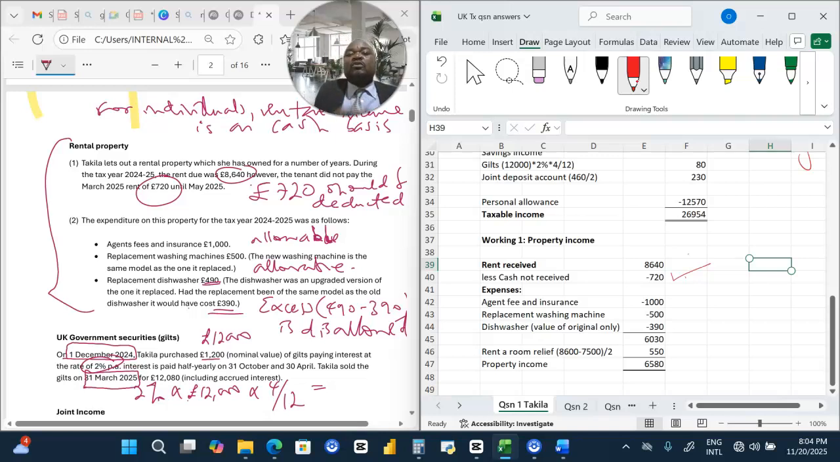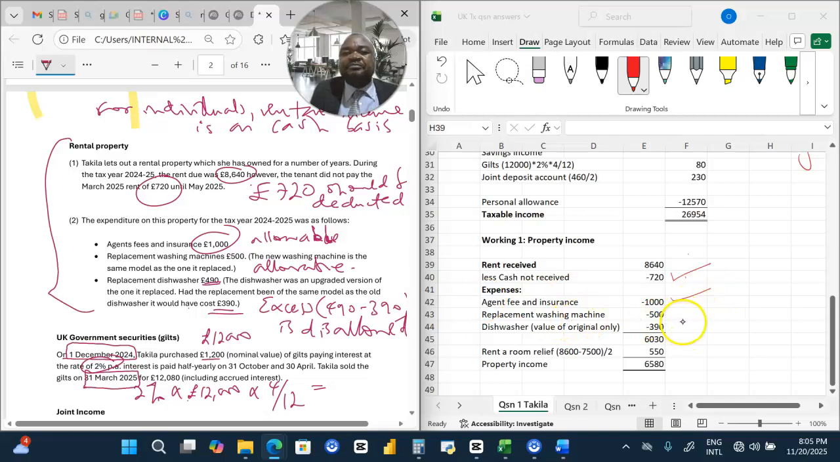Why? Because we are operating on a cash basis, and if I'm not paid that money, then the taxman has no right to levy tax on me. So this is why we've reduced that one by 720. Then we say that certain expenses are allowable, for example, the agent fees and insurance. We deduct that one from the question there.